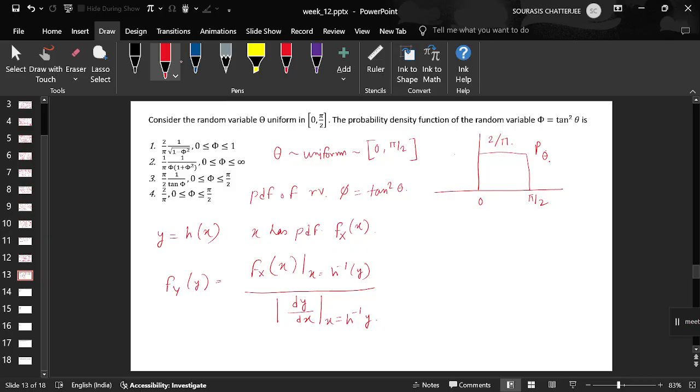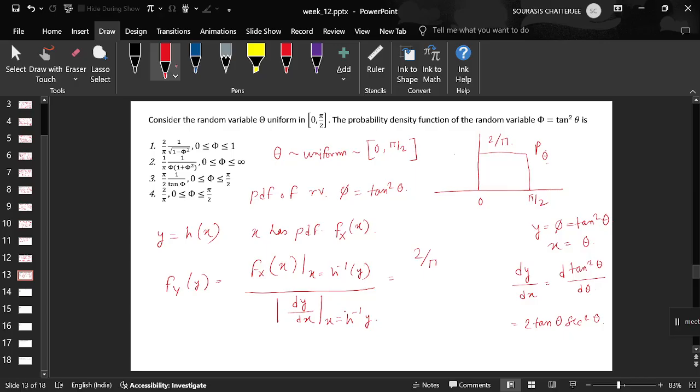So our f x here, that is p theta, is a constant, so it's trivial, it's 2 over pi. So all you need to compute is dy dx. Here our y is equal to phi is equal to tan square theta and x is equal to theta only. So if I compute d phi d theta, that is 2 tan theta sec square theta.